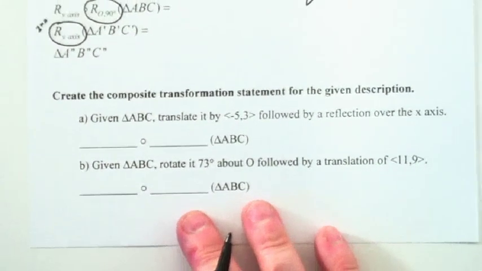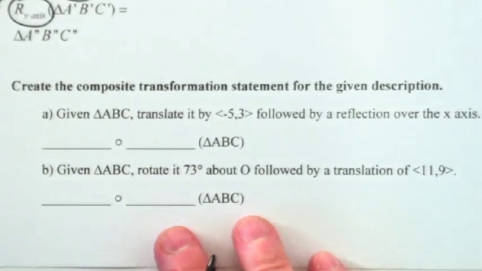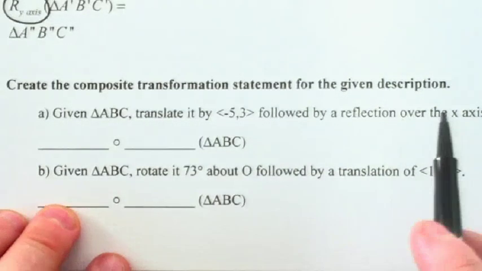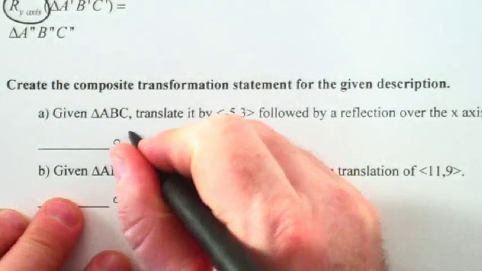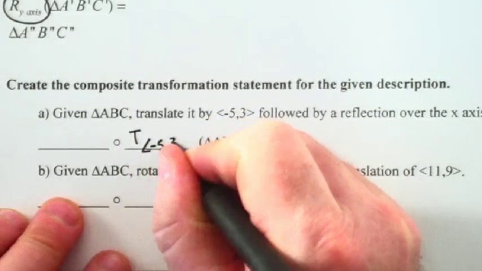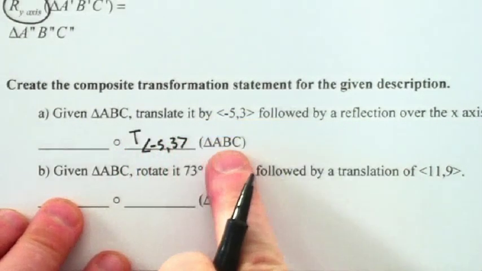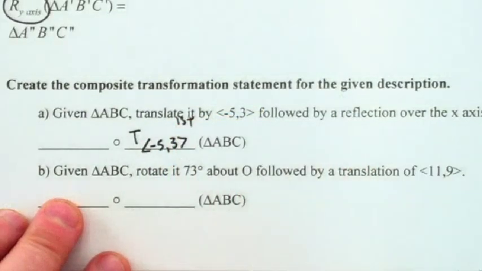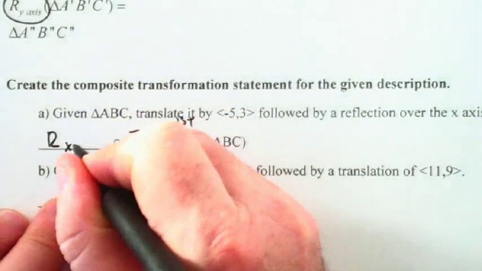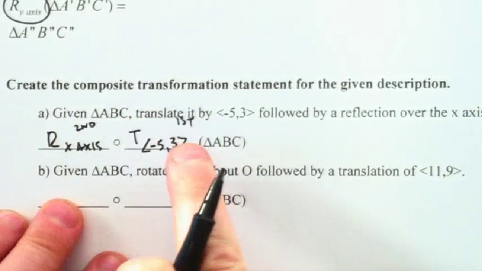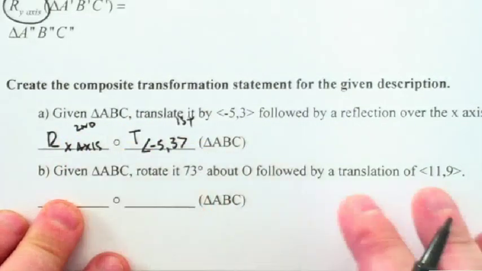So if you were trying to describe a translation first, followed by a reflection over the x-axis, the first thing would be written here. So we would translate -5 and 3 to the triangle. This would be first. And then the second thing we would do is a reflection over the x-axis. This would happen second.